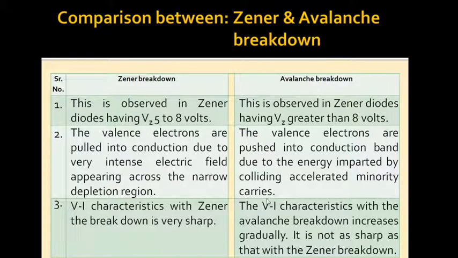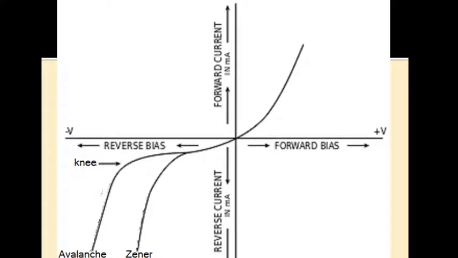As minority charge carriers are taking part in this, the increment of this current will not be sharp as you observed in Zener breakdown. So here in the IV characteristic, the avalanche breakdown increases gradually. If you compare over here, it increases sharply. You can look at the characteristic curve very nicely: the forward bias region of a Zener diode and the conventional diode is identical.